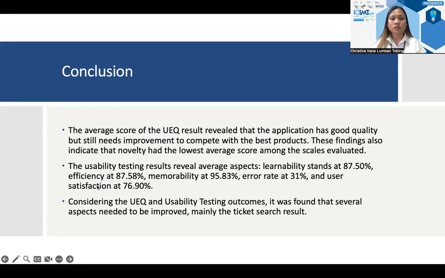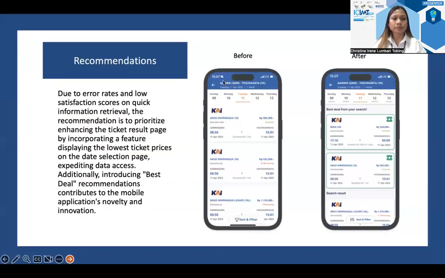And for the usability testing result, the average for learnability stands at 87.50%, efficiency at 87.58%, memorability at 95.83%, error rate at 31%, and user satisfaction at 70.90%. Considering the UEQ and usability testing outcomes, it was found that several aspects needed to be improved, mainly the ticket search result on the application.